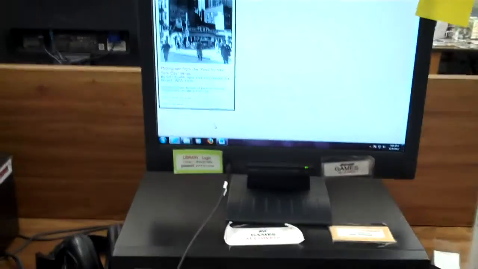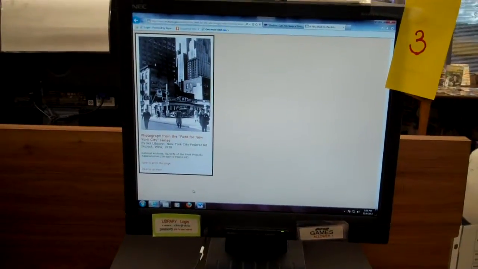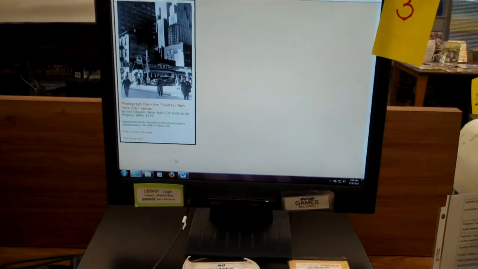Then I have activity 3, which is at another computer station. Here are my directions. This activity is called Exploring the Culture. Again, it's life in the 1930s. And the purpose of this is to explore the culture in the 1930s by listening to music in the 1930s. And on this workstation, I have lots of clips and also some artwork.